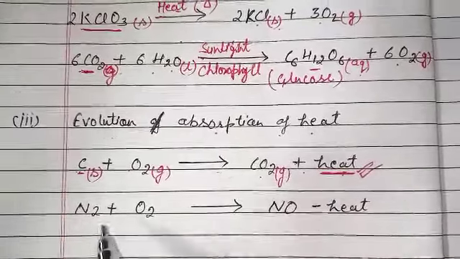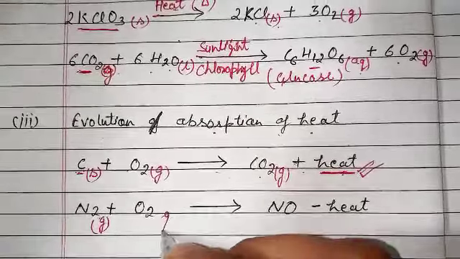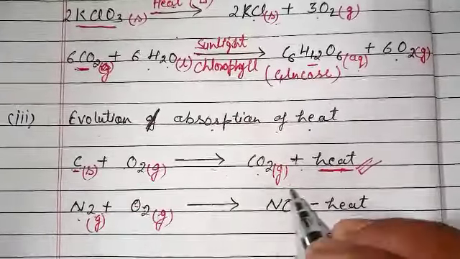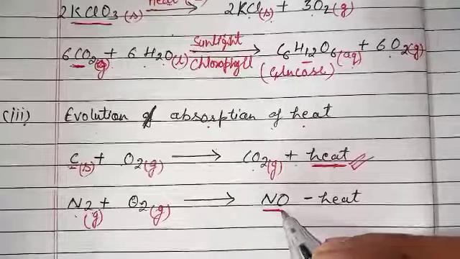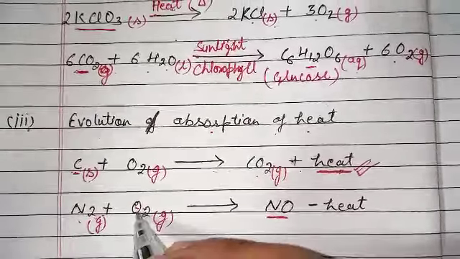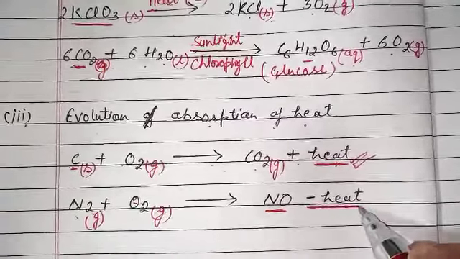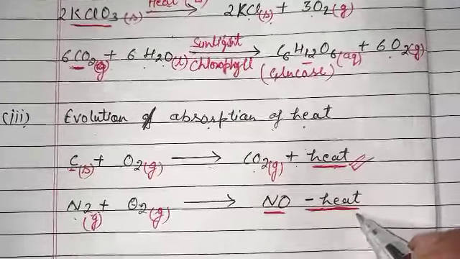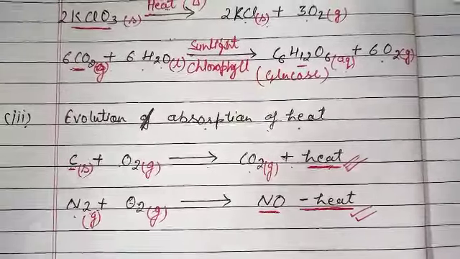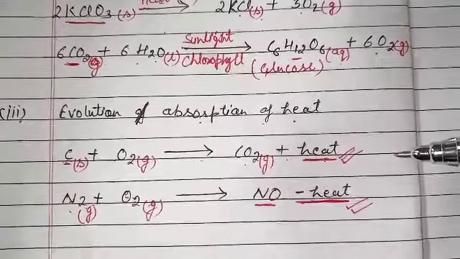Clear? Similarly, in this reaction nitrogen is a gas and oxygen is also a gas. When they react with each other, they produce nitric oxide, NO gas, but this reaction takes place only when heat is absorbed, so we will write minus heat here. So this will indicate that in this reaction the heat is absorbed. So in this way we can make the chemical reaction more and more informative.